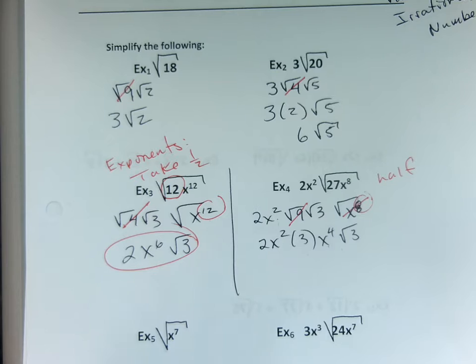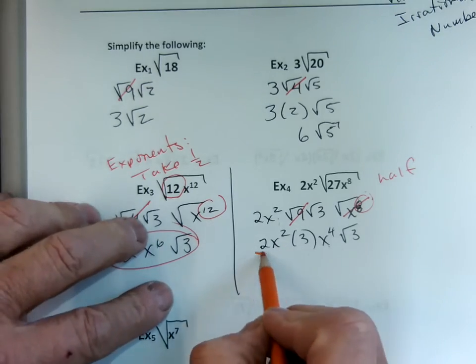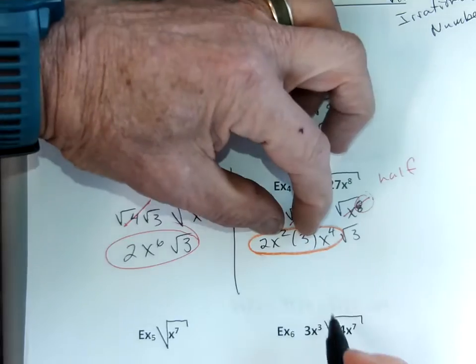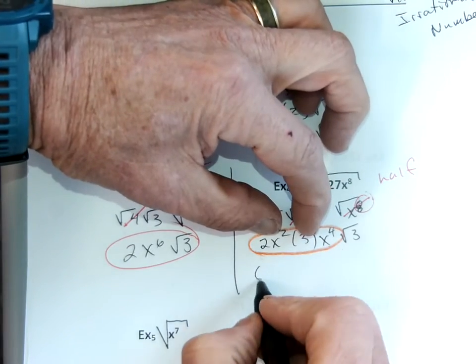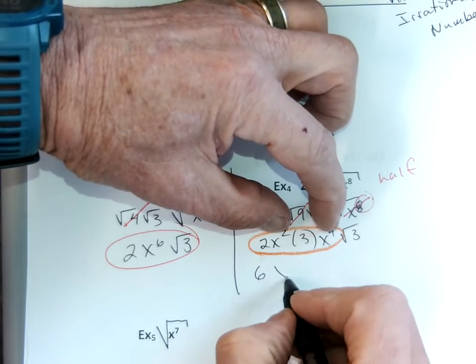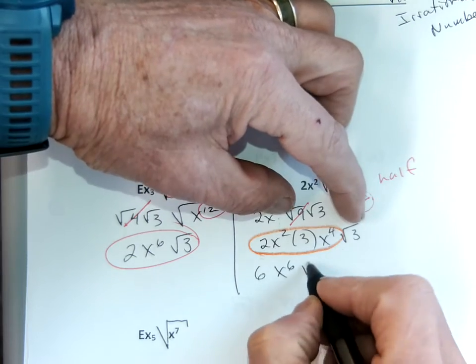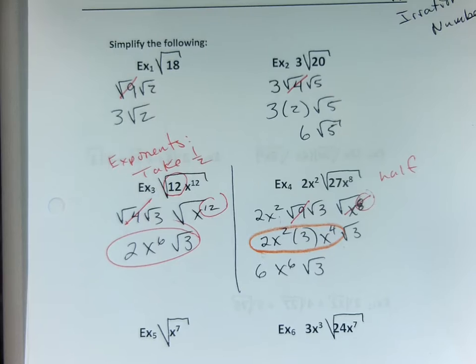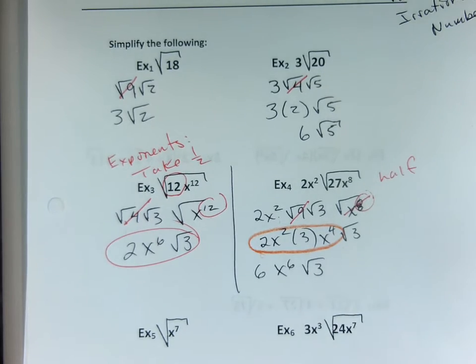And the last thing I'll do is tidy this up. When I say tidy things up, I'll just combine the terms that go together. So I'm going to tidy up by simplifying this like we did last week. So I'll get a 6, 2 times 3, x to the 6th, square root of 3. And that is my simplified answer. Okay?